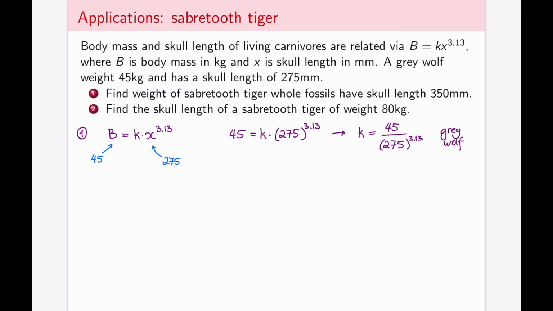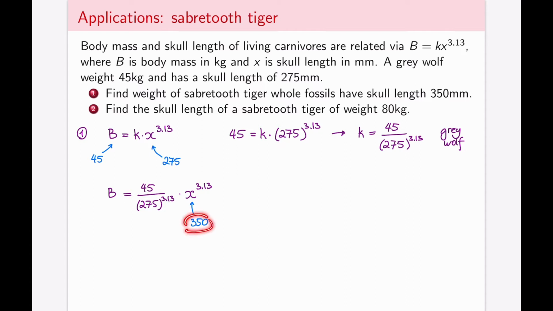So for the tiger, let me rewrite my equation here. k is known, so k is now 45 over 275^3.13. Don't be scared of big ugly numbers, times x to the power 3.13. So what do I know for the saber-toothed tiger? I know that the fossils have a skull length of 350. So my x, the skull length, is equal to 350. And the rest of the numbers on the right-hand side are already constants.